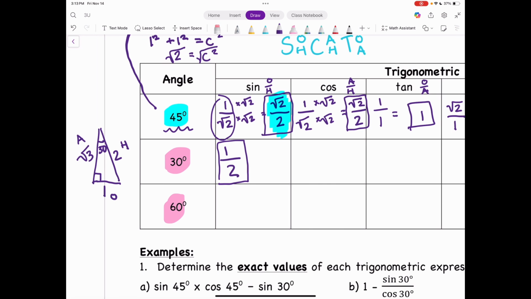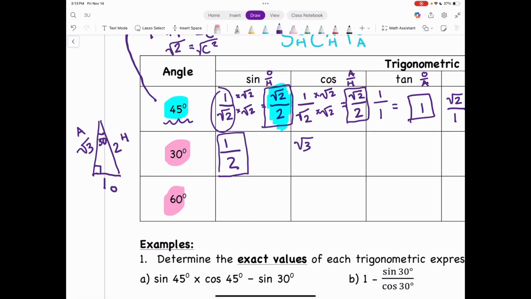Let's go ahead and do cosine. So cosine is adjacent over hypotenuse. So we have the square root of 3, because that's our adjacent, right? Divided by the hypotenuse, which is 2. There's our exact value for cosine at 30 degrees.